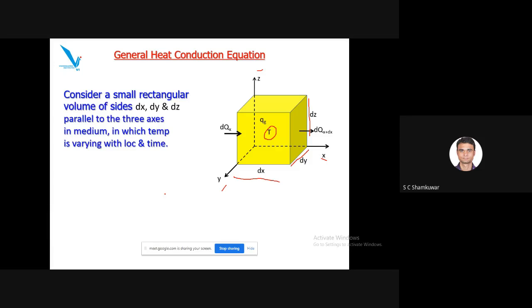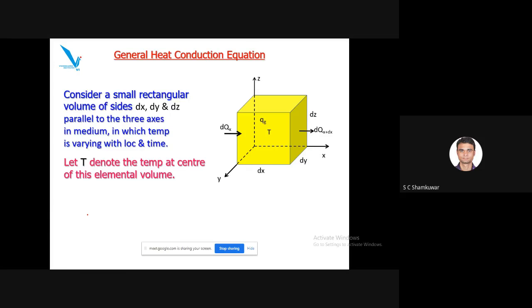Okay. So again, I am repeating, we have considered a very small rectangle having the dimensions dx, dy, and dz, parallel to the three axes x, y, and z, and T is the temperature, which is varying with time as well as with direction. Please draw this diagram. That will be very helpful to you. Please follow my instruction. Please draw this diagram and write down the assumptions. Okay, that is mentioned here.